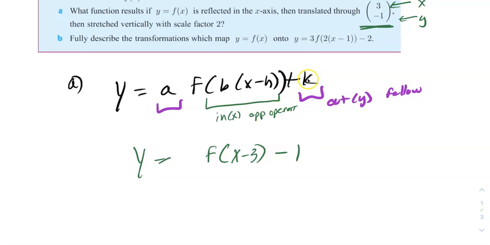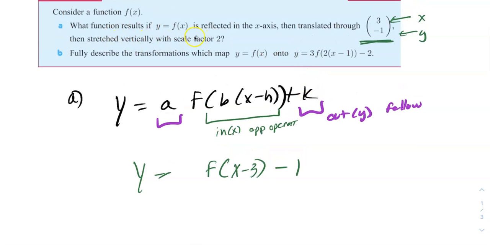Now how about the stretch? Well, it's stretched vertically with a scale factor 2. So remember, vertical is the outside, the y. On the outside you just follow, so you just put 2 on the outside. There you go. Now luckily we don't have a horizontal stretch, so that would have to go here.